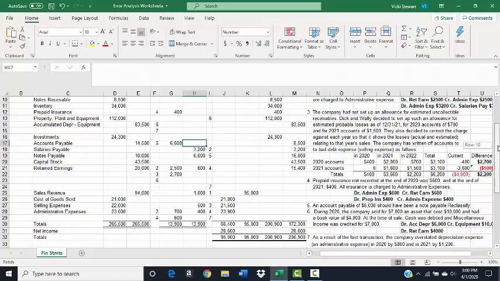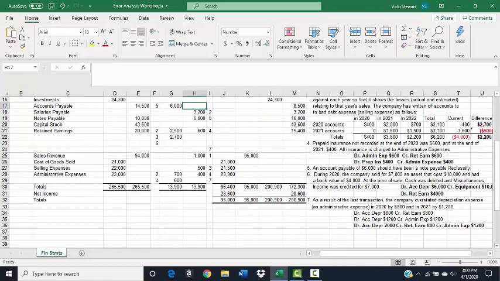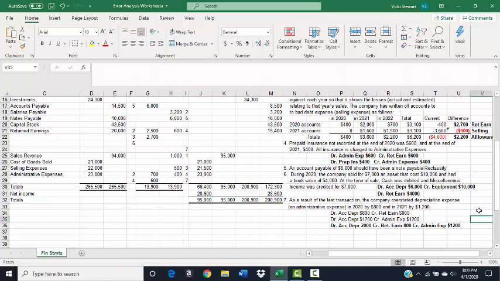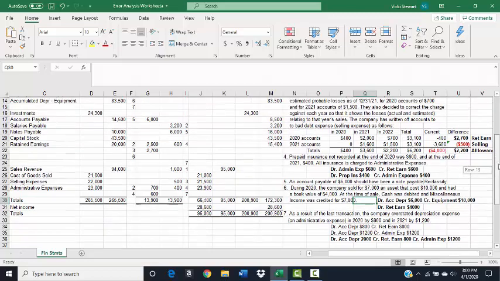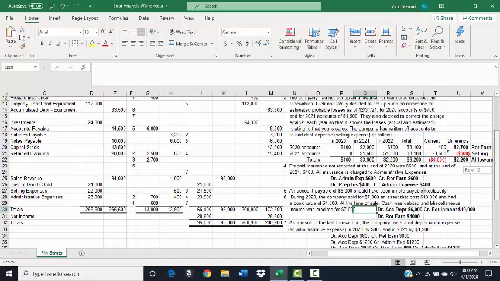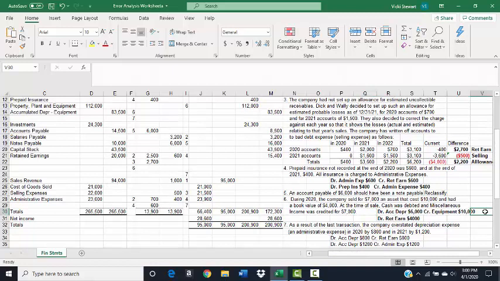Okay, the next one states that during 2020 the company sold for $7,000 an asset that cost $10,000 and had a book value of $4,000. At the time of the sale, cash was debited and miscellaneous income was credited for $7,000. So that was in error. We know that when a piece of equipment is sold, we need to remove it from our books. How do we remove it? Well, we debit the accumulated depreciation and we credit the cost.